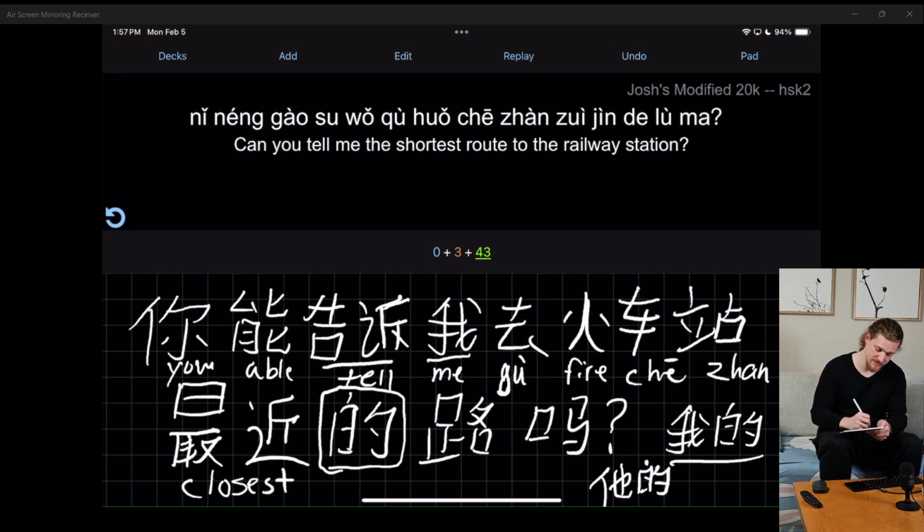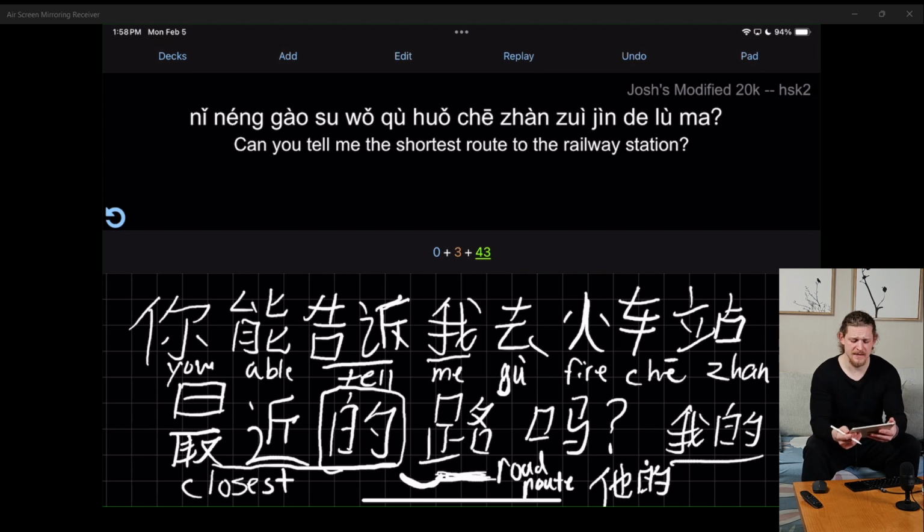So here 的 is being used to connect 最近 and 路 together, right? So this is the route. 路 here means road, or it can mean route. All right, so here, the way that 的 is being used is to describe the route which has the property of being closest to the fire station. That is the way that I understand and figure out the grammar.